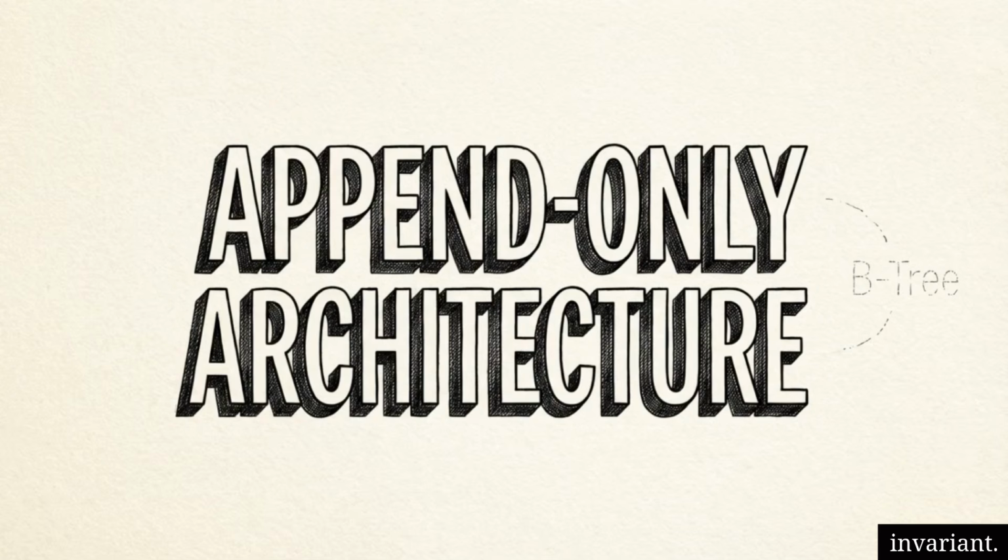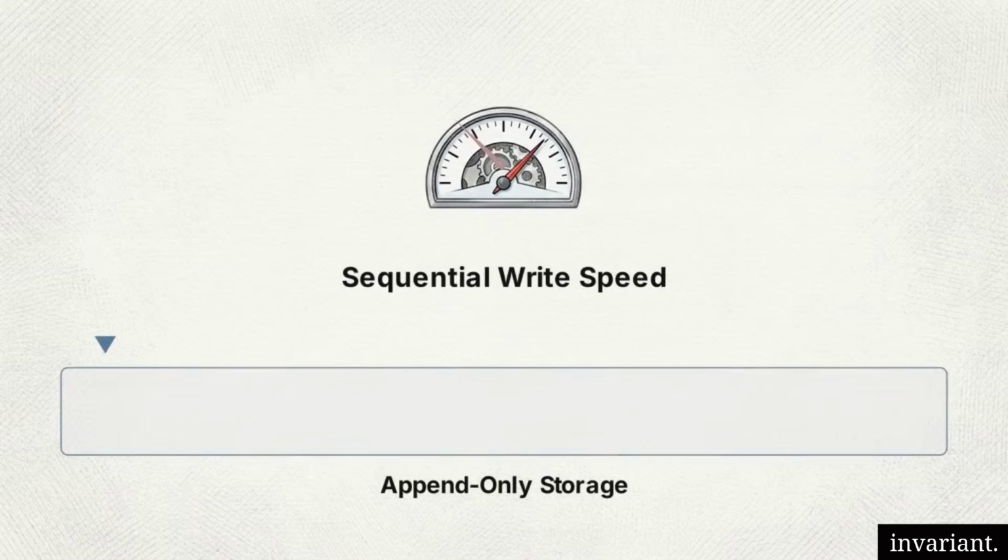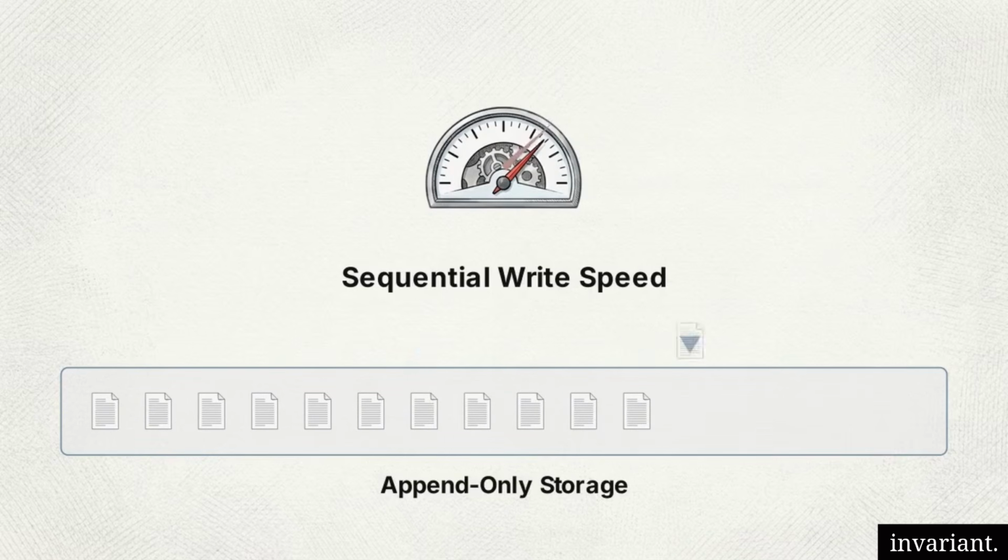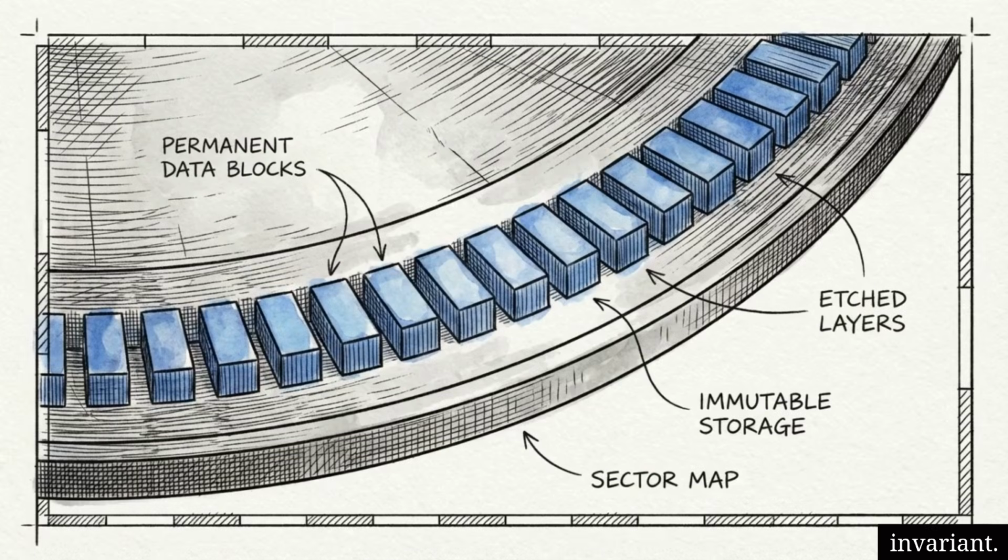The solution to this I/O bottleneck is the log-structured merge tree, or LSM tree. It completely abandons the concept of in-place updates to prioritize pure write speed. In an LSM tree, data is only ever written sequentially to append-only files. Once a file is written to the disk, it becomes immutable. It is never modified again.